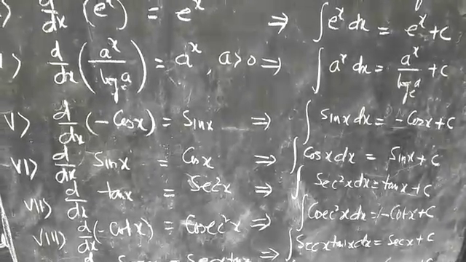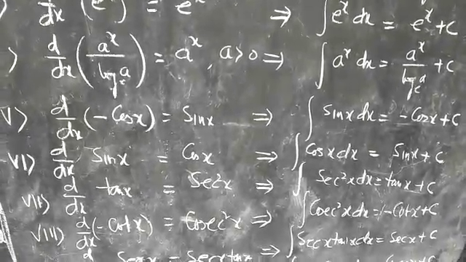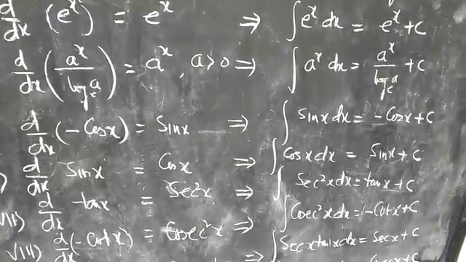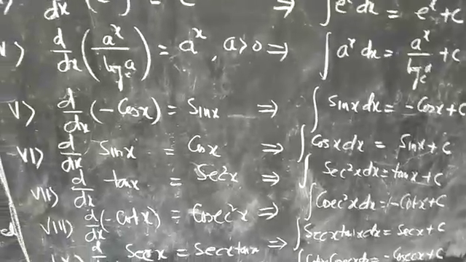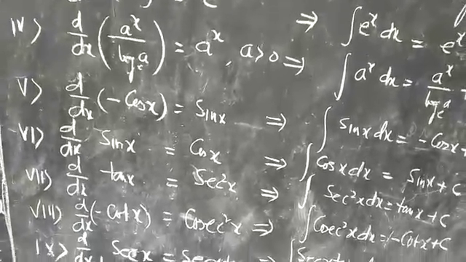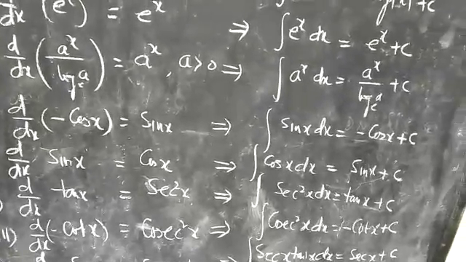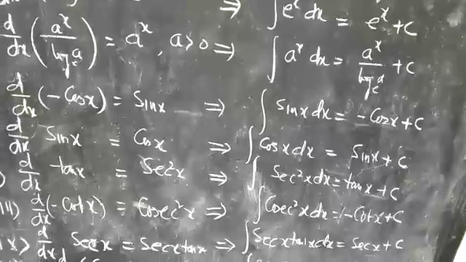Next, d upon dx of sin x is equal to cos x, then it implies that integration of cos x dx is equal to sin x plus c. Next, d upon dx of tan x is equal to sec square x, then integration of sec square x is equal to tan x plus c.